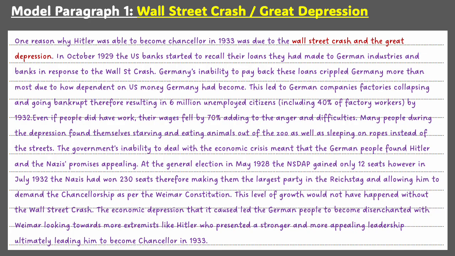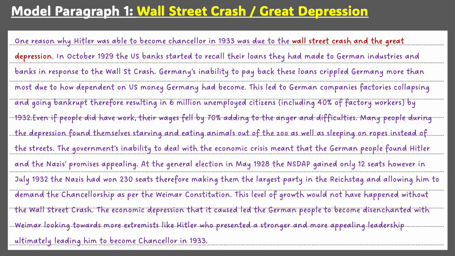Open and line, as we keep saying, has to be crystal clear what this paragraph's about. So I'm starting with one reason why Hitler was able to become Chancellor in 1933 was due to the Wall Street crash and the Great Depression. So there's our point. This paragraph is going to be all about the Wall Street crash and the Great Depression, and I've used the words of the question in my answer.